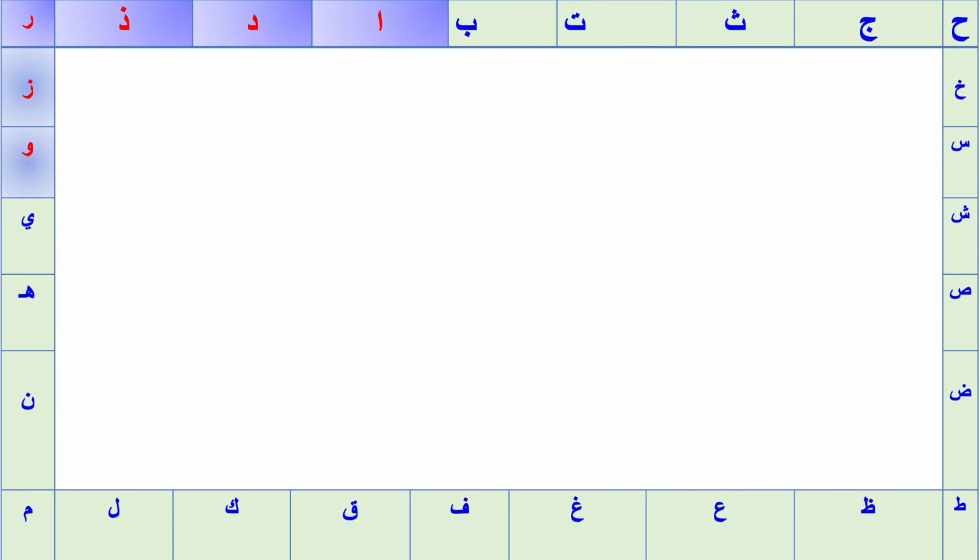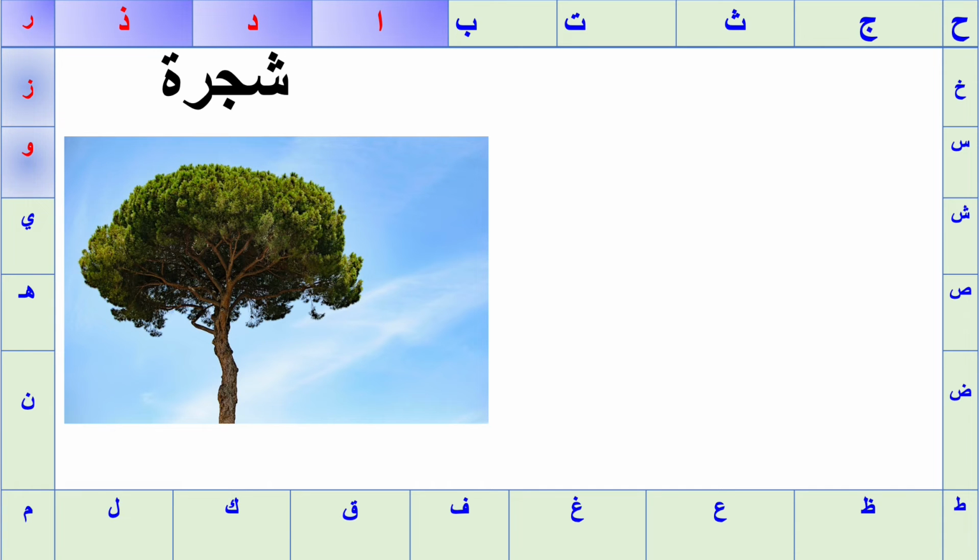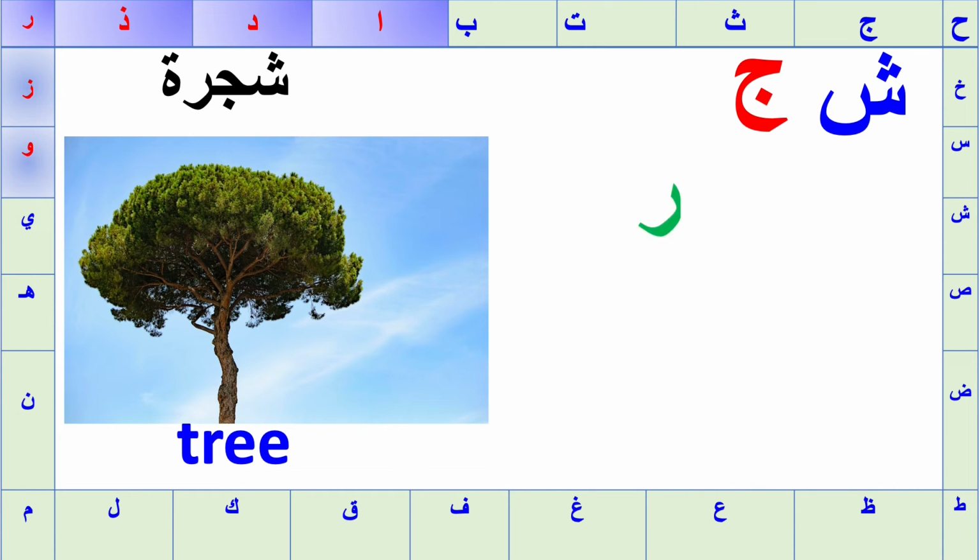Let's have another example where the jeem is in the middle of the word. The example we have is the word shajara, meaning a tree. The component letters of this word are a shin, sh, a jeem, j, a ra, then the ta marbuta, a, shajara. These are the component letters of this word.